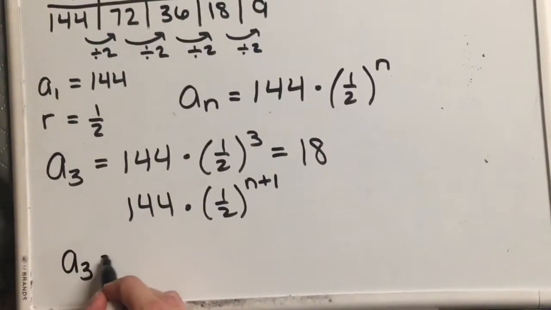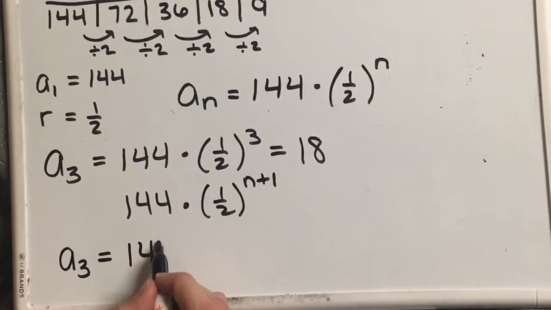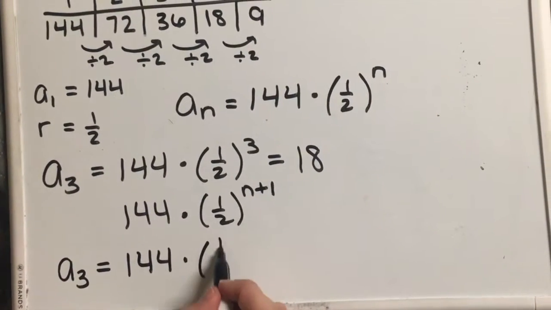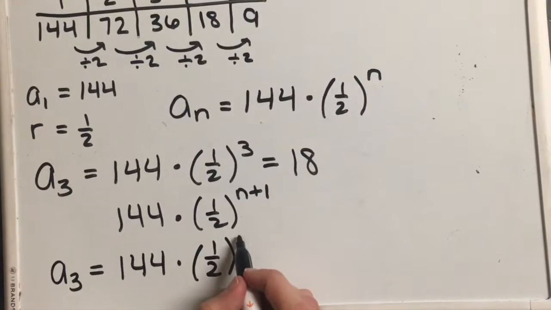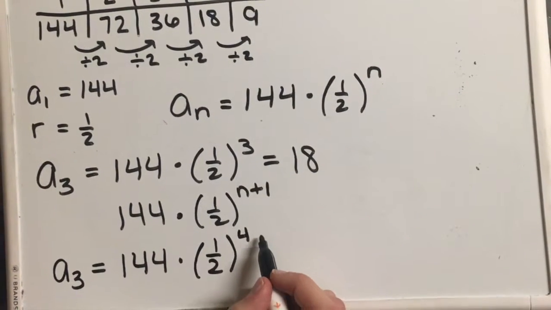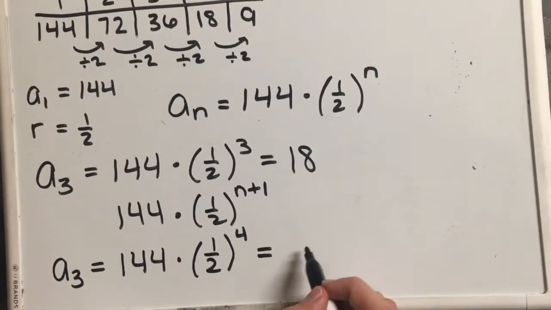To check our work, we will retest the third term. 144 times 1/2 to the 3 plus 1, or the fourth power. The answer to this is 36.